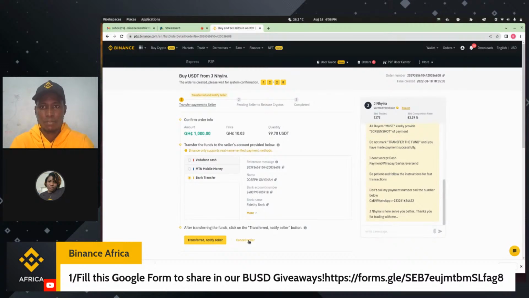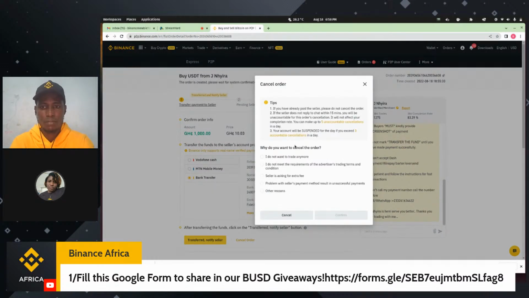So let me see, cancel order. As I said, they will ask you why you are canceling the order. Here you can see that there are some tips: your account will be suspended if you exceed 3 accountable cancellations in a day. Right? I can't go into that. When you have time, you can just read. So why do you want to cancel? My reason is I do not want to trade anymore. Okay.